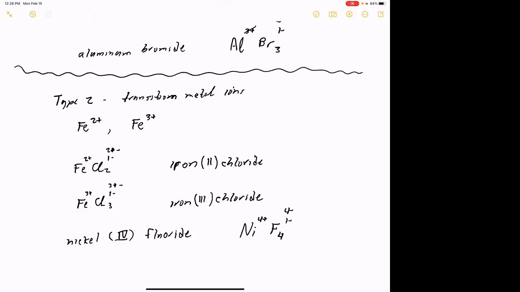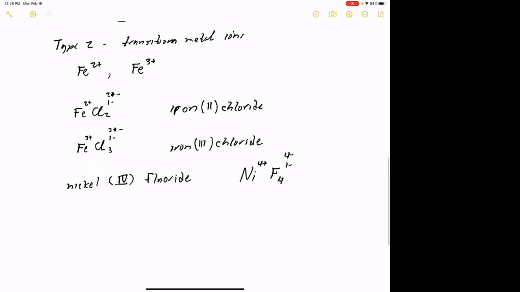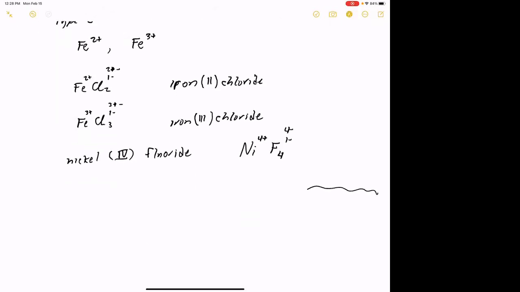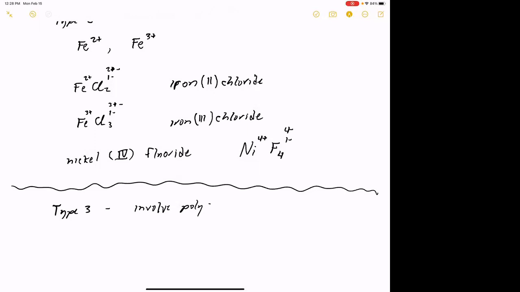All right, excellent. Now, there's one other type that we have to worry about here. Okay, so we're just kind of building out. We'll call these the type 3s. Type 3s are going to be ionic compounds that involve polyatomic ions. Okay, so what's a polyatomic ion?